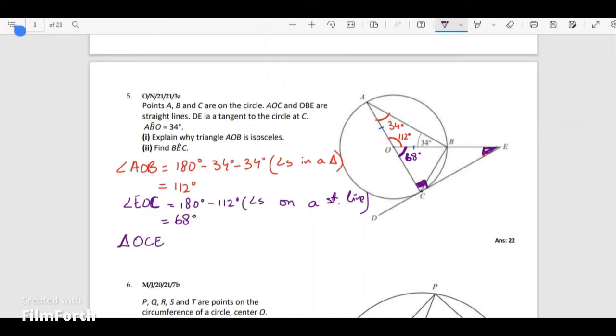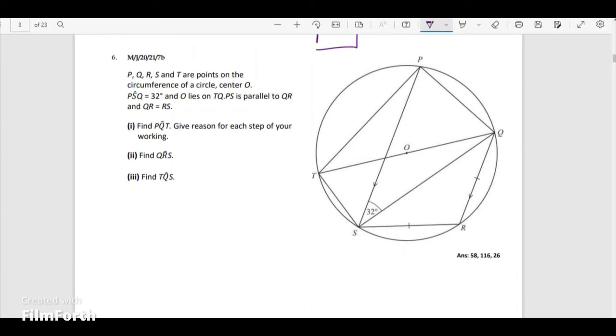Now that makes things pretty easy. So angle BEC would be equals to 180 degrees, take away 90 degrees, take away 68 degrees, and you get the answer. So 90 minus 68, we get 22 degrees. Final answer.